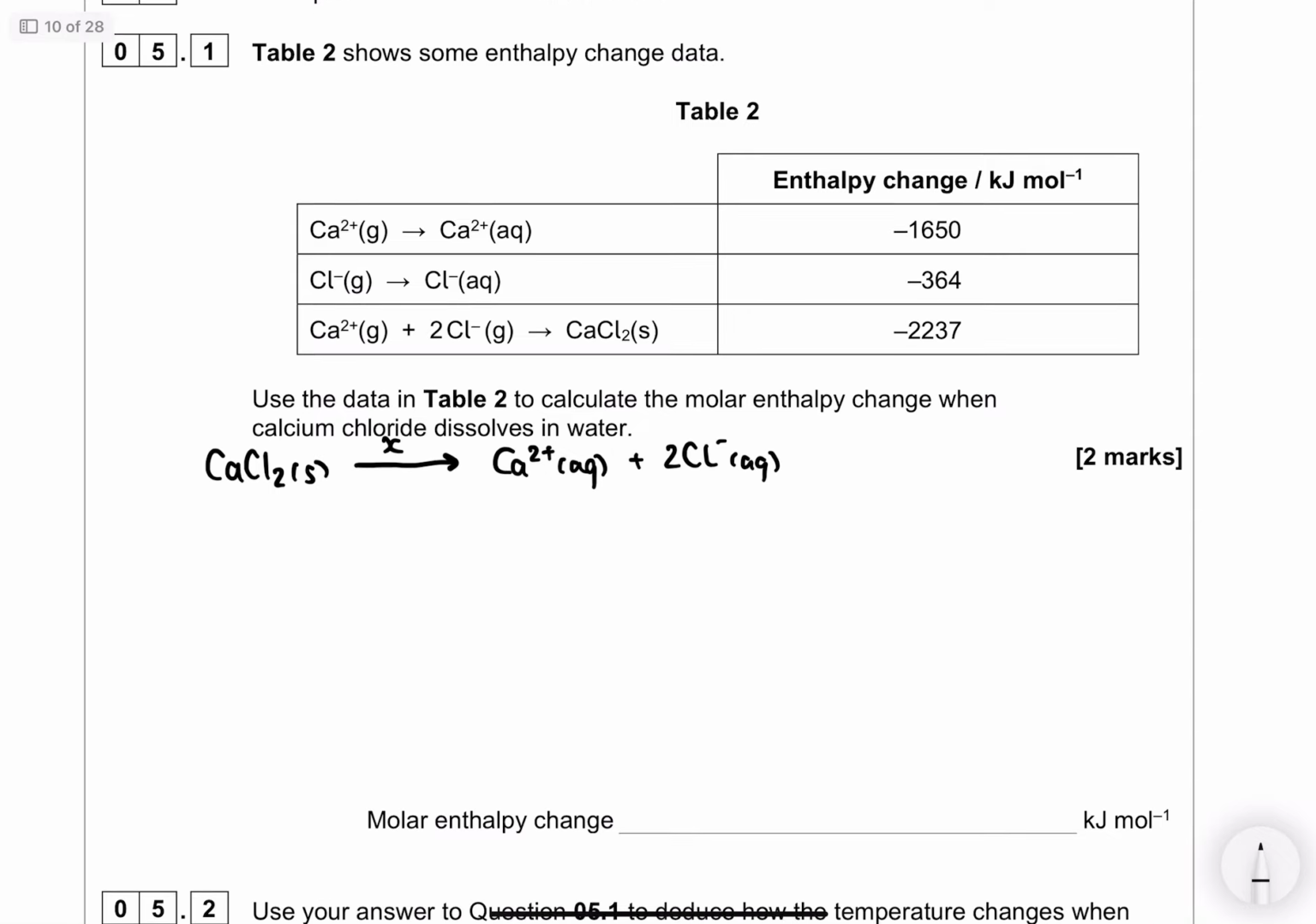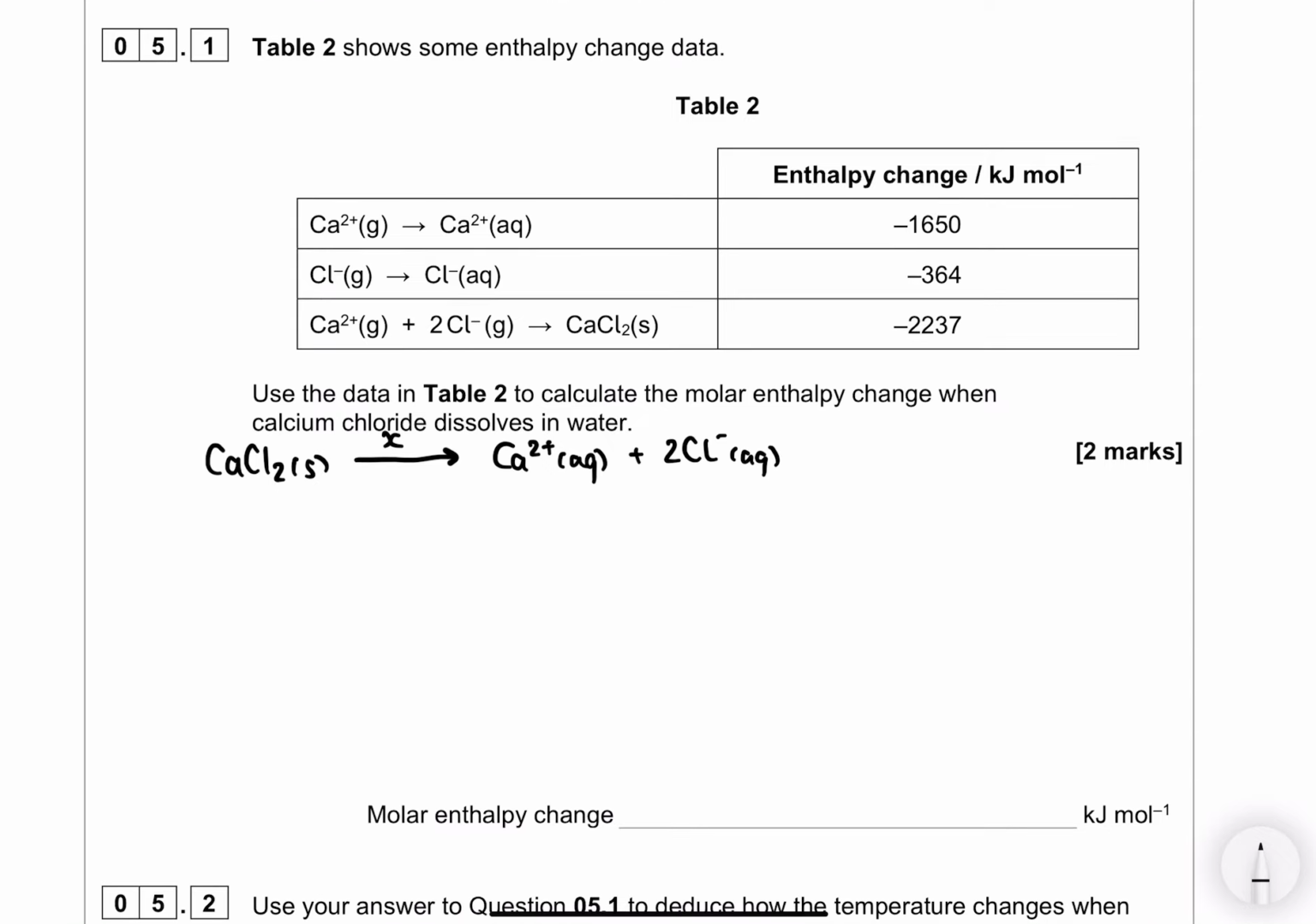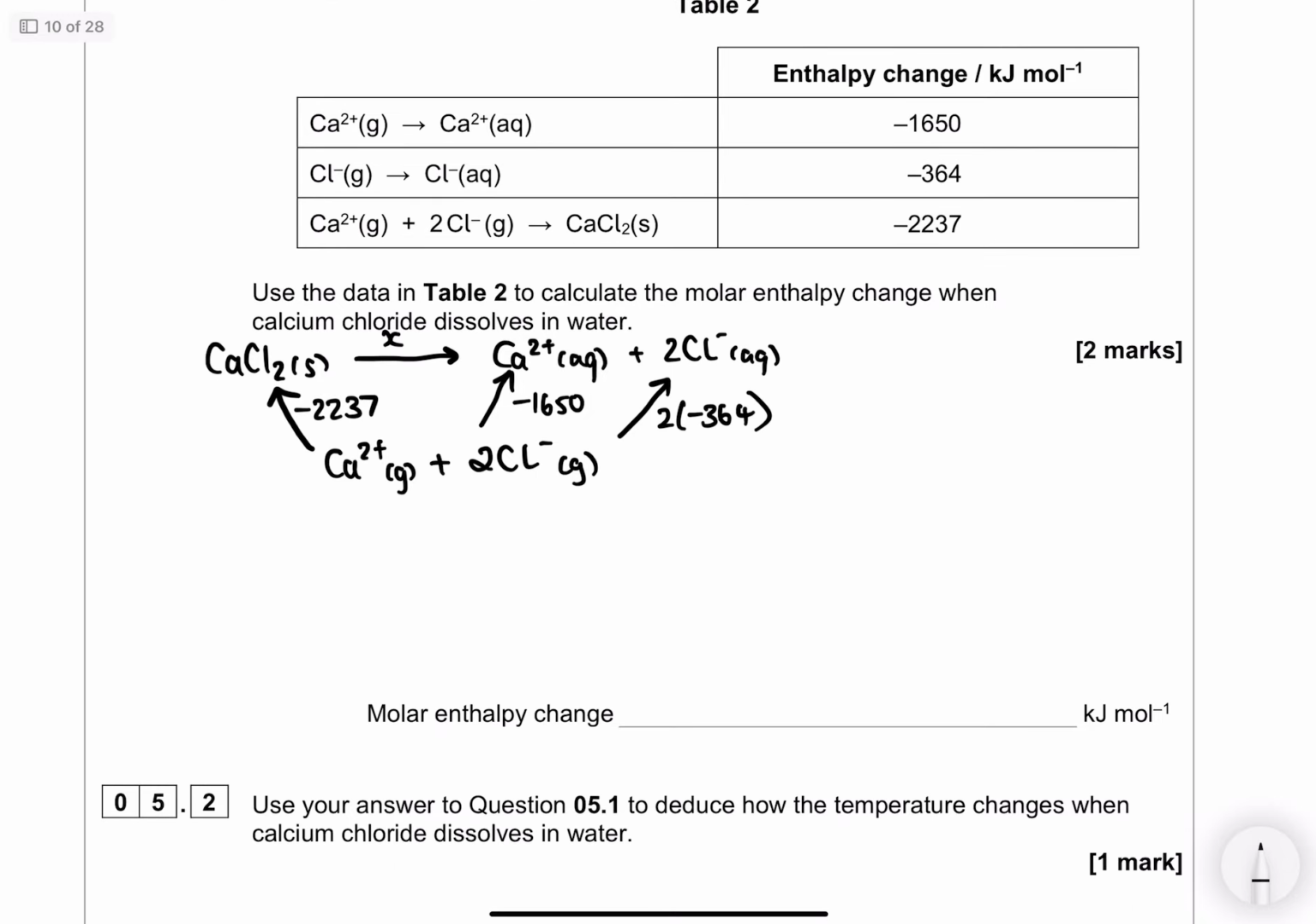calculate this enthalpy change. What they've given us is a value for forming calcium chloride solid from calcium 2 plus gaseous ions and 2 Cl minus gaseous ions, and they said that that is minus 2237. Then they've given us a value for calcium gas to calcium (aq) ions, minus 1650, and they've given us a number for a chloride ion in the gaseous state to chloride ion aqueous. Those are hydration values. We've got 2 chloride ions, so 2 minus 364s.